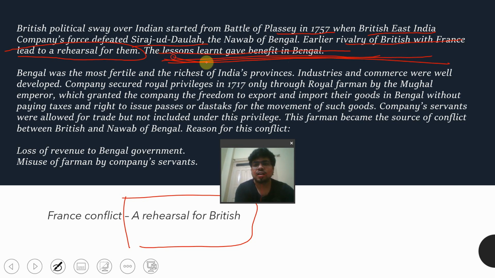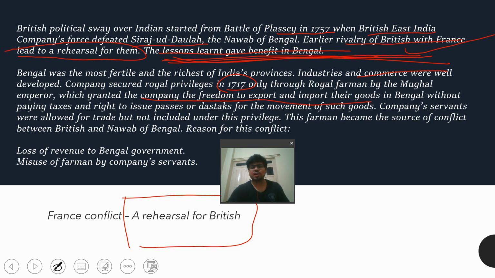Whatever lessons they learned from the rivalry with the French made them win the Battle of Plassey, which we have already discussed in the previous part. You can go through part 2 of this chapter. Bengal was the most fertile and richest of the provinces, as we discussed. Industries and commerce were well developed. The Company secured royal privileges in the 17th century with the farman they got from the Mughal Emperor, which granted the Company the freedom to export and import goods in Bengal without paying taxes, and the right to issue passes, or dastaks, for the movement of such goods.